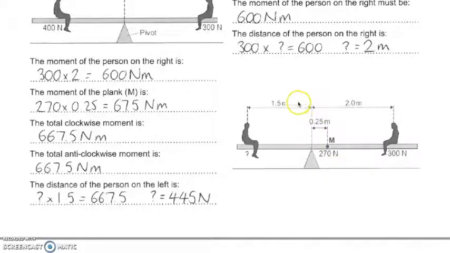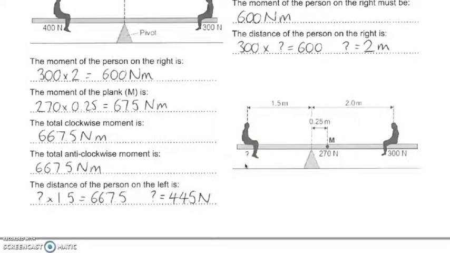We're now going to say that that total clockwise moment, because these two guys are in equilibrium, means the anti-clockwise moment has also got to equal 667.5 newton meters, which means some unknown weight of this person multiplied by the known 1.5 meters distance to the pivot has to equal 667.5 newton meters. We rearrange that, so divide by 1.5, we get 445 newtons. So this person weighs 445 newtons.